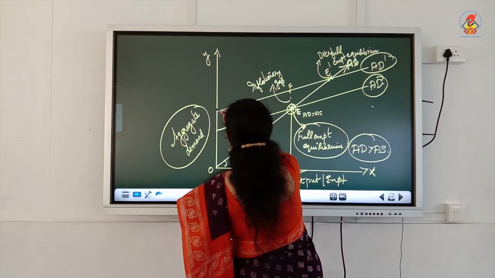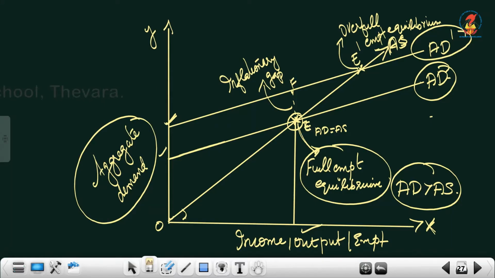This is AD1. It starts from here. This is AD and this is AD1. Now you can see the existing supply curve. Aggregate supply curve is not changing at all. It remains constant.